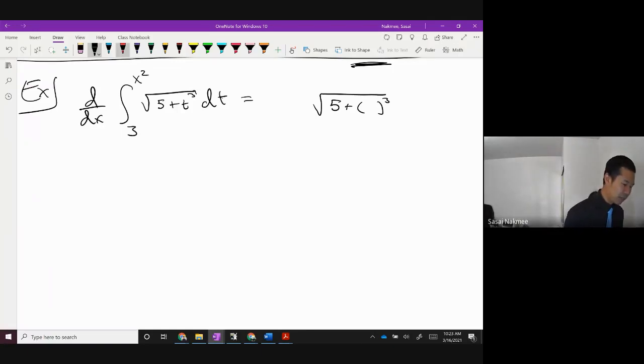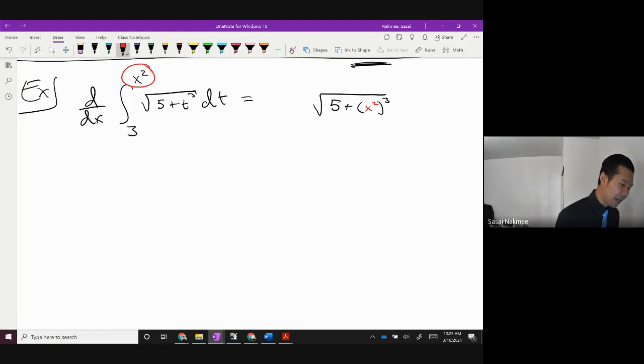What's that something? That something is going to be x squared. So I'm going to write that in there, x squared. That's what the fundamental theorem of calculus is telling me. The integral and the derivative are going to cancel each other out, and we just evaluate at the values that we have in there. But I'm not done, though, because this also needs to multiply with the derivative of x squared.